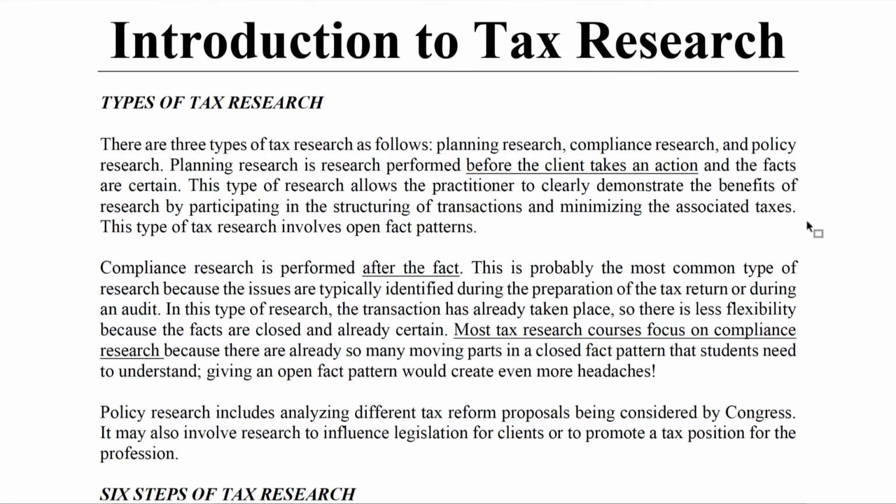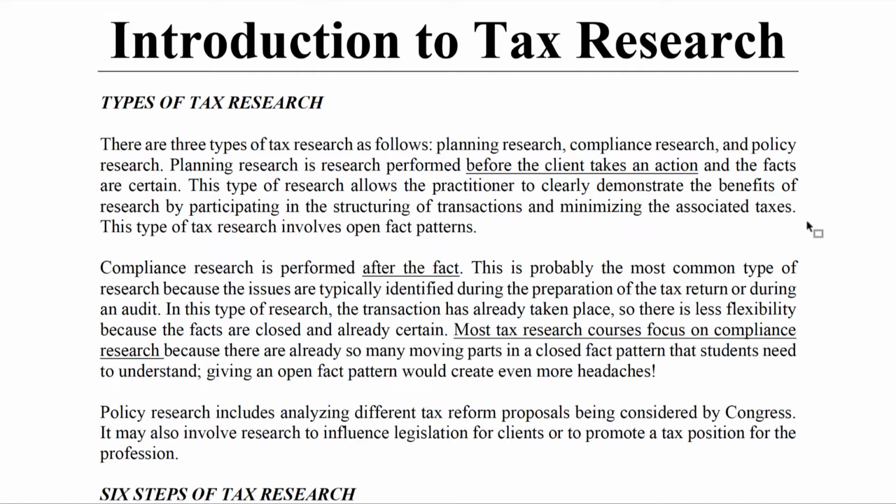The third and the most uncommon is called policy research. In policy research, the researcher is looking at different tax reform proposals, and the policy underlying them, that are being considered by Congress. Okay? In terms of maybe you're looking at how it could impact various elements of the legislation, potential proposals. Now, this is most uncommon, as I mentioned earlier.